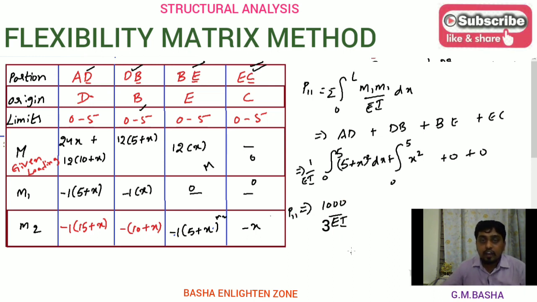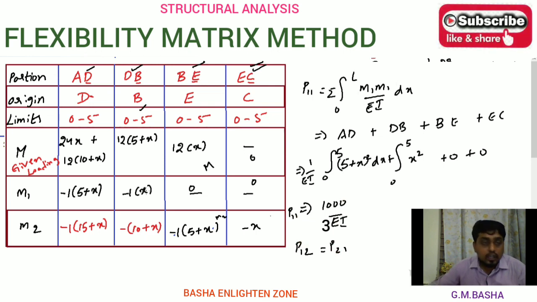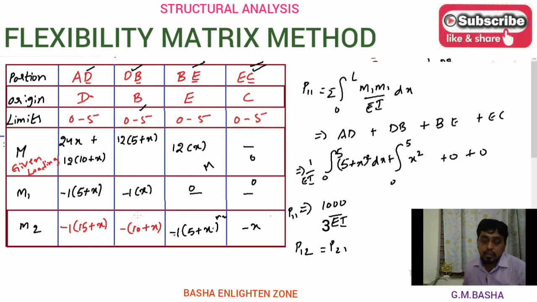In the same way, for example, P12 or P21. You take down this M1, M2 means 5 plus x into 15 plus x in the AB portion. Again, M1, M2 means x into 10 plus x. So minus into minus, it will cancel. No need to take the minus value. Again, while talking about these two, you will get 0 only.